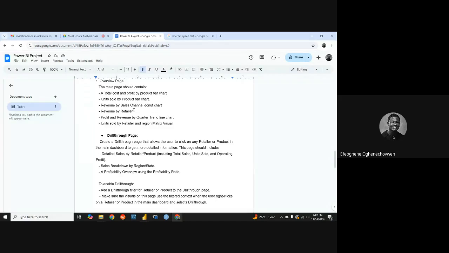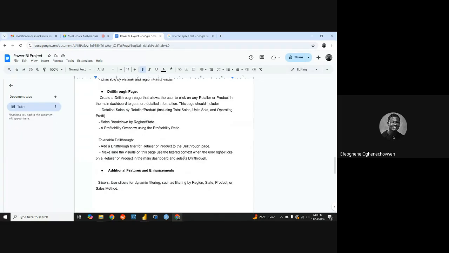Revenue by sales, donut charts, revenue by retailer, trend line chart, matrix, drill through page. You can create a drill through page that allows users to click on any retailer or product from the main dashboard to get more detailed information. Remember, the drill through page is different from drill downs and what again, hierarchies. All right, so drill through, sales breakdown. All of this, you just go over it.